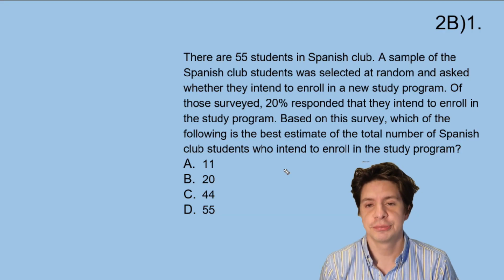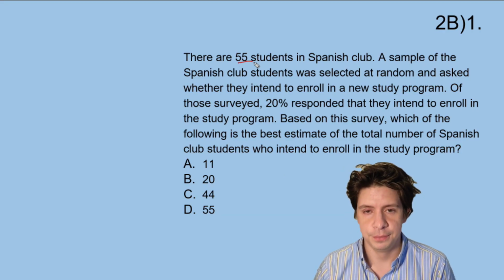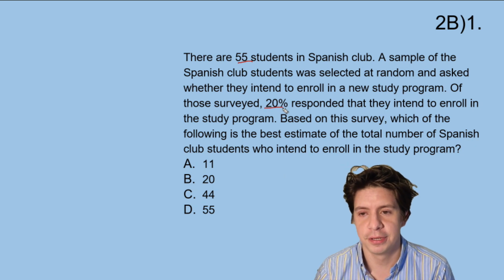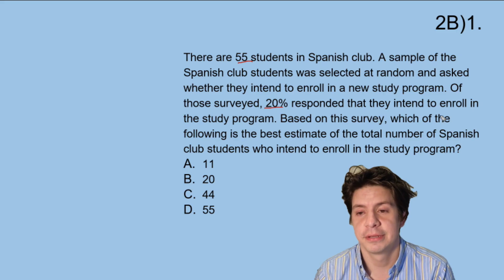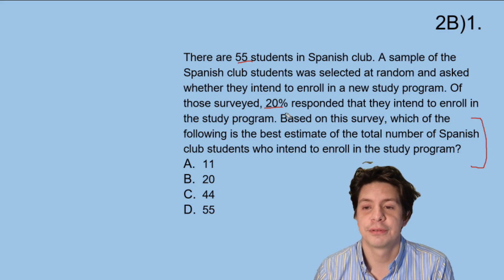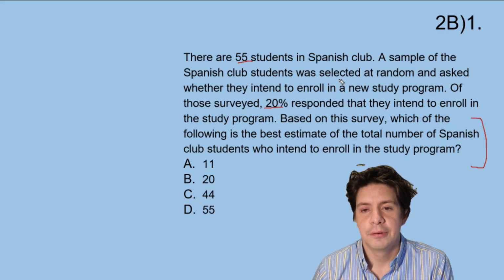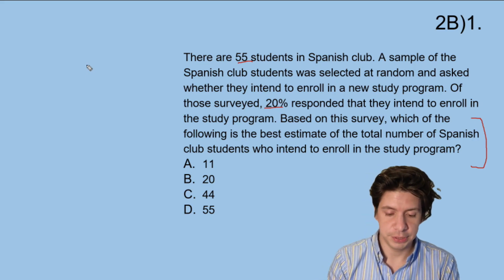Okay, so for this one, right, we are told that there are 55 students. That's one number we get, and we got 20% responded that they intended to enroll. Based on the survey, which of the following is the best estimate of the total number of Spanish Club students who would enroll? So the Spanish Club students, there's total 55, 20%, right, and it was a random sample, so it's a good sample.